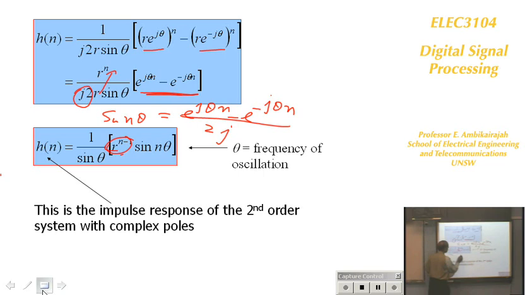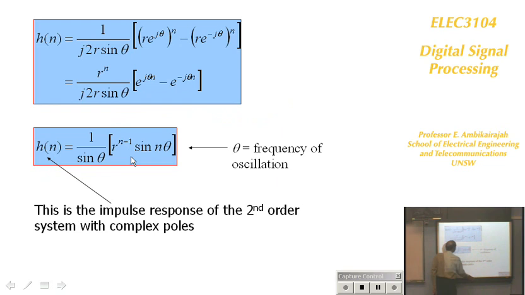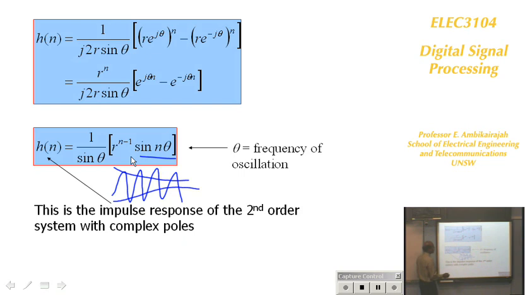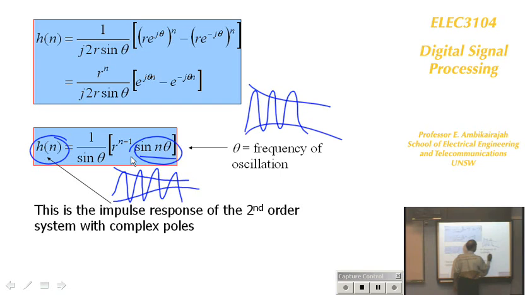And what is this equation? Never mind about this part, it's only a scalar. If you look at this one, this equation looks to me like a sine wave, sine n theta, and if r is less than 1, it will multiply, so it will decay like that. So it's a decaying sine wave. So the impulse response of that particular system is like a sine wave and then you're decaying that. So it will be a decaying sine waveform.